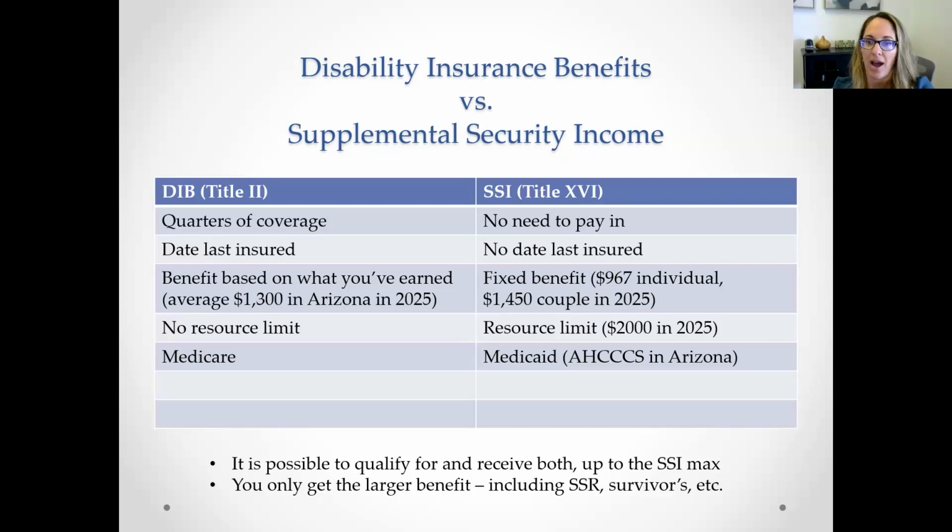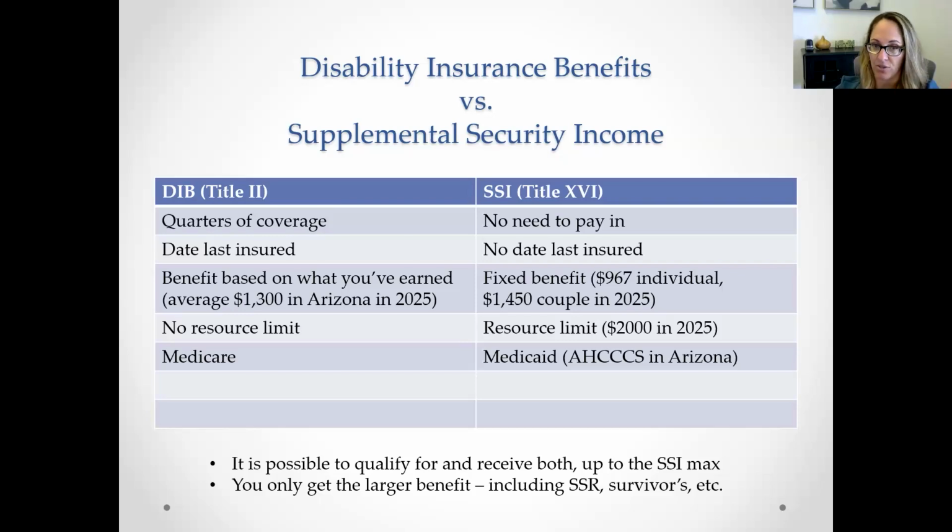And it doesn't matter how much money they have in the bank. There's no resource limit. In other words, you can be a millionaire and have 5 mansions. And if you paid in enough and you're disabled, you can get your monthly benefit.